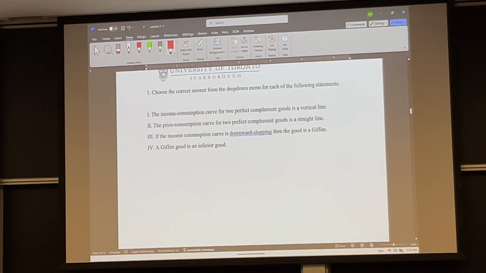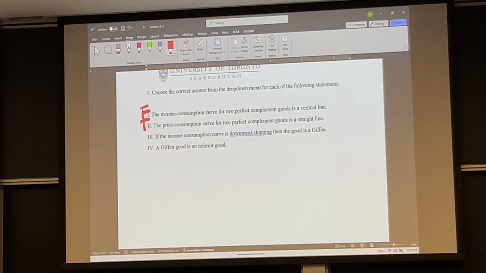Question 1. The income consumption curve for two perfect complements is a vertical line. True or false? Why is it false? Let's see if we can figure it out. The price consumption curve for two perfect complements is a straight line. True or false? That's true. So you're right.